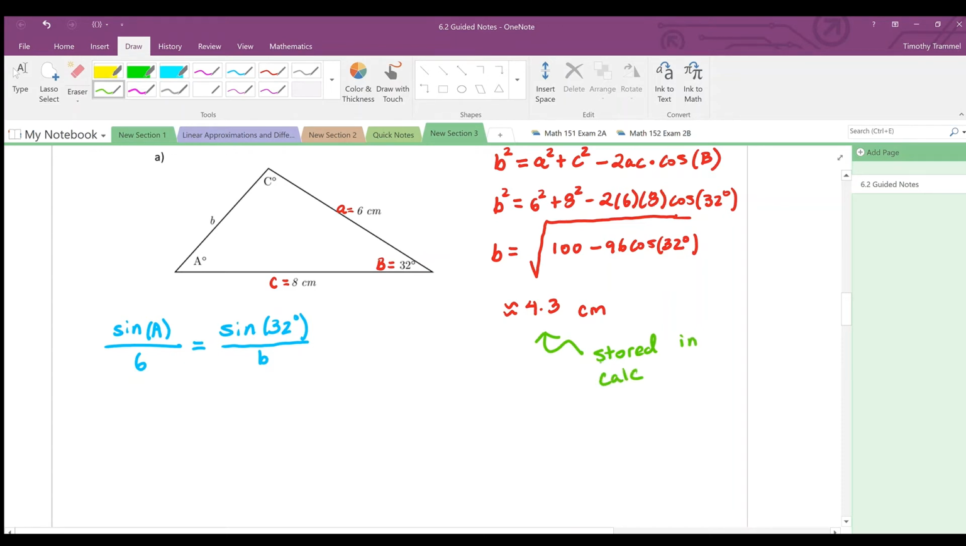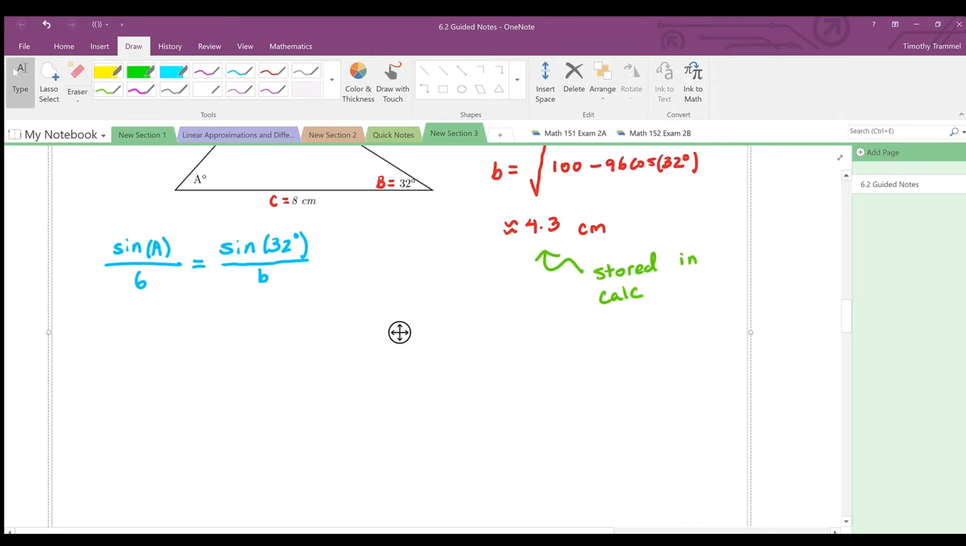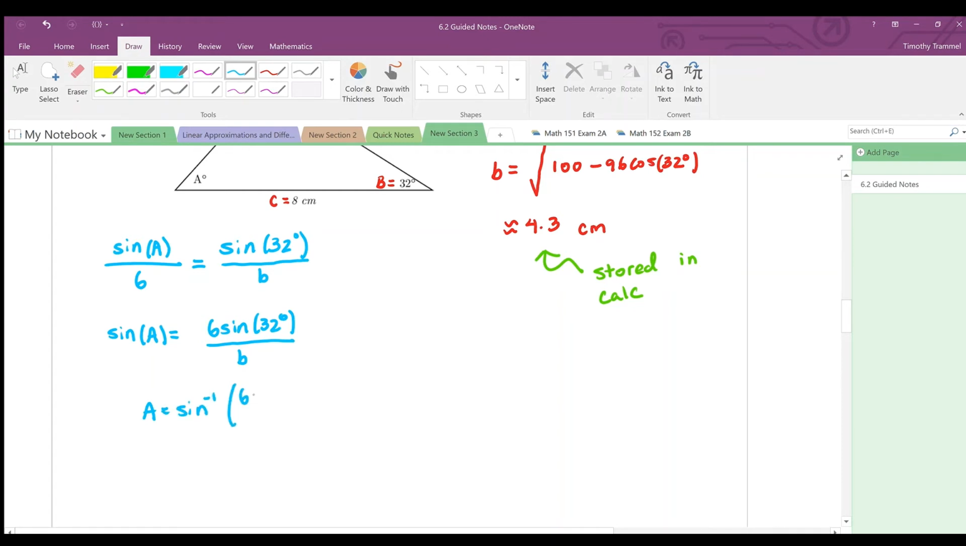And we'll pull up the calculator here in a minute. Okay. Let's start solving this for that angle A. So I'm going to multiply both sides by 6 here. So we have sine of A is equal to 6 sine of 32 degrees all over B. And then if we were to take sine inverse of each side, we end up with A is equal to sine inverse of 6 sine of 32 degrees all over B.